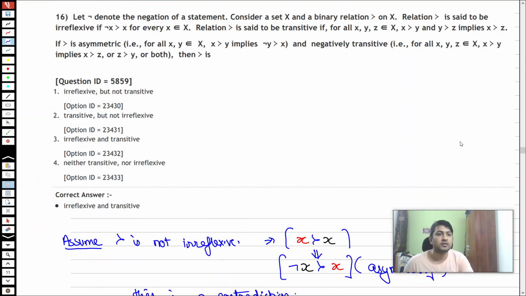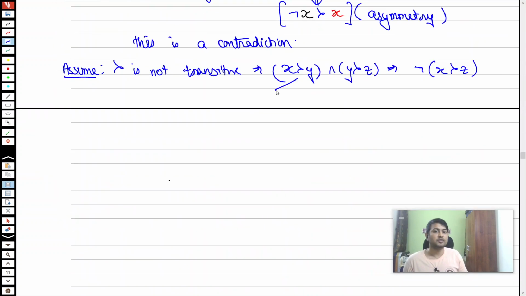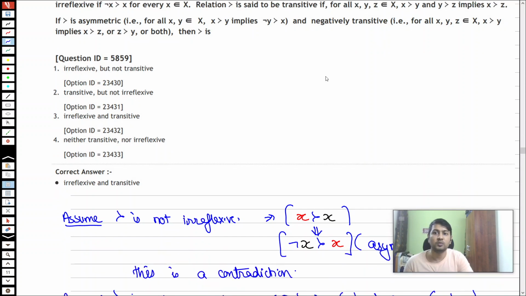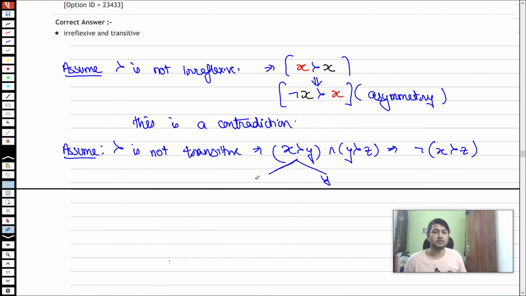Okay, now let's look at what negative transitive says. So negative transitivity says that if x is more preferred to y, then either x should be more preferred to z or z should be more preferred to y. Okay, so if x is more preferred to y, then I should have one of these things: x should be more preferred to z, or z should be more preferred to y.